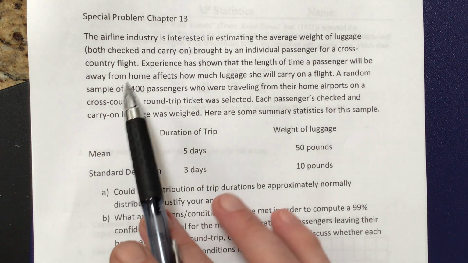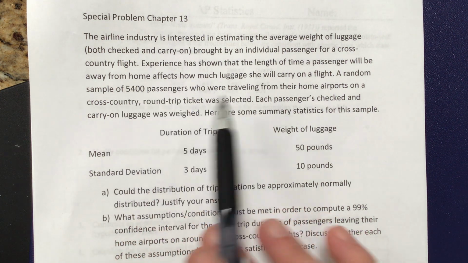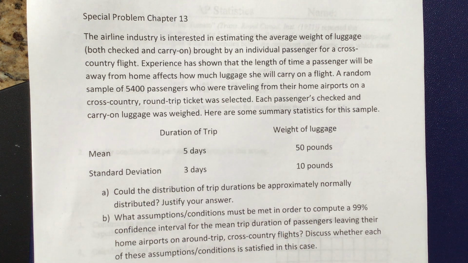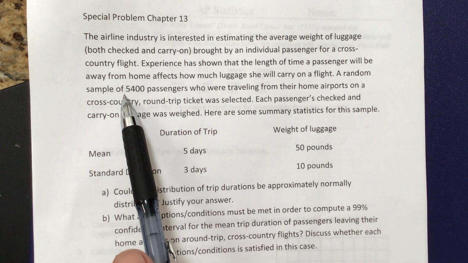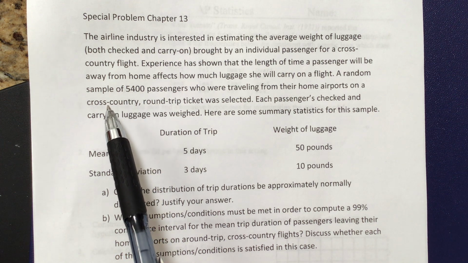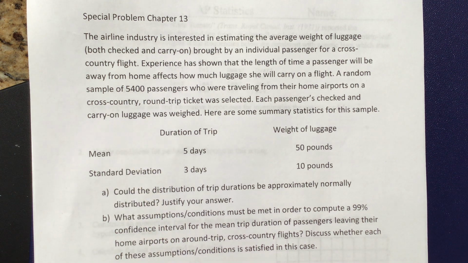All right, so they keep careful tabs on how much weight the typical passenger brings onto a plane. And here we have a random sample. Notice it didn't say simple random sample. Some of us are still making that mistake. Remember, there's more than one type of random sampling, right? Stratified, systematic, simple, right? There's multiple types. So every time it says random sample, that doesn't necessarily mean simple random sample.